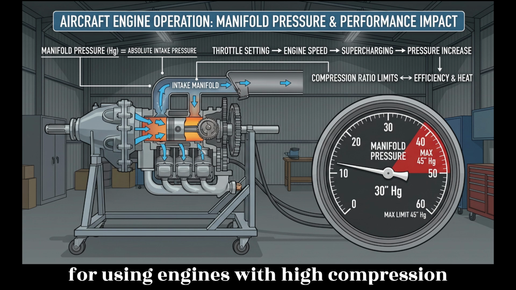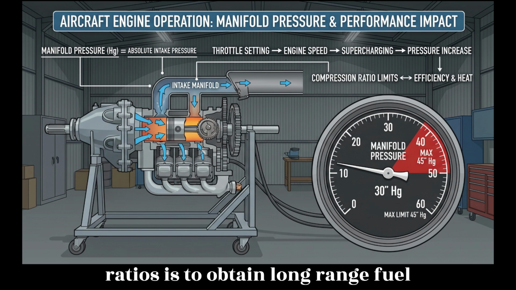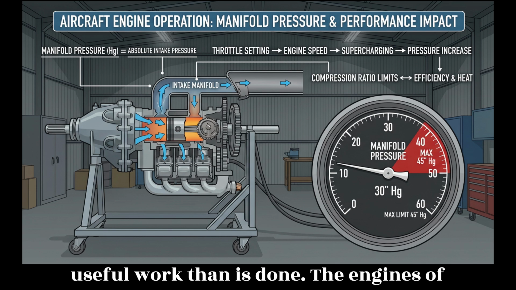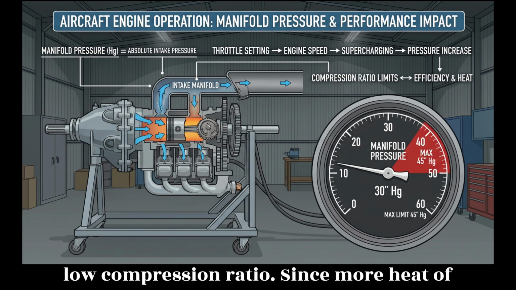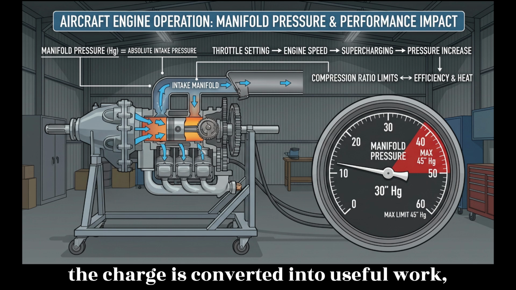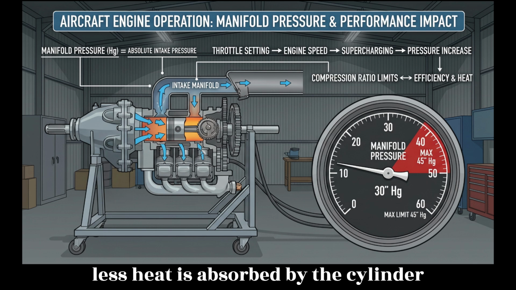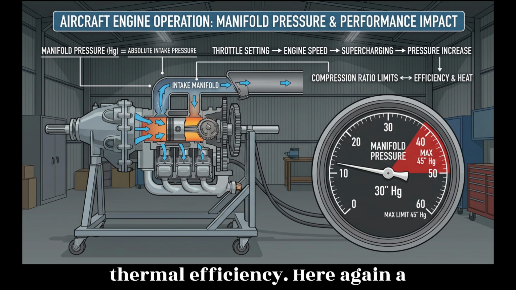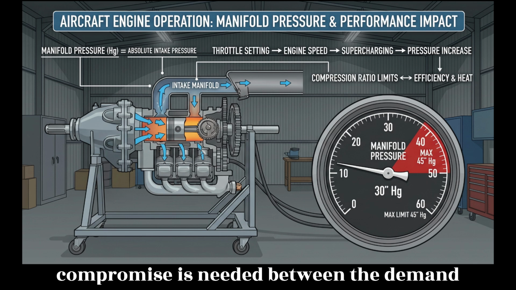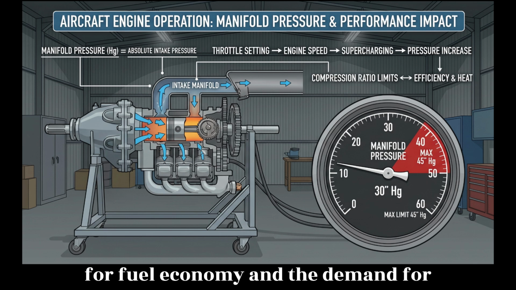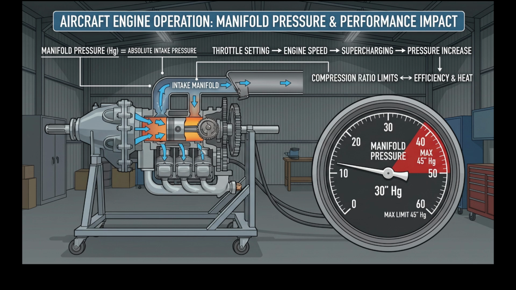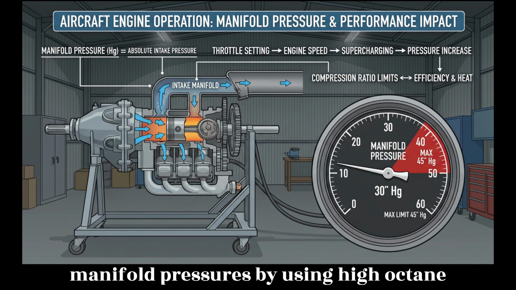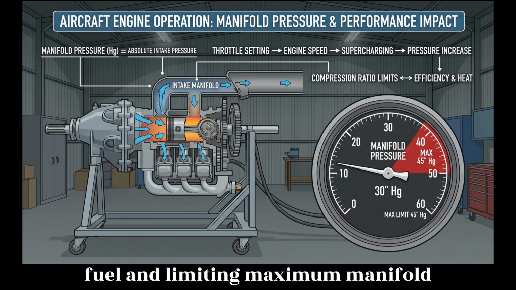One of the reasons for using engines with high compression ratios is to obtain long-range fuel economy, to convert more heat energy into useful work than is done in engines of low compression ratio. Since more heat of the charge is converted into useful work, less heat is absorbed by the cylinder walls. This factor promotes cooler engine operation, which in turn increases the thermal efficiency. Here again, a compromise is needed between the demand for fuel economy and the demand for maximum horsepower without detonation. Some manufacturers of high compression engines suppress detonation at high manifold pressures by using high octane fuel and limiting maximum manifold pressure.